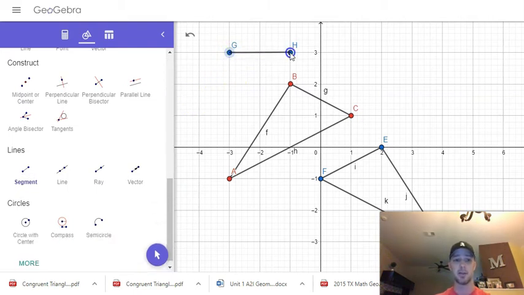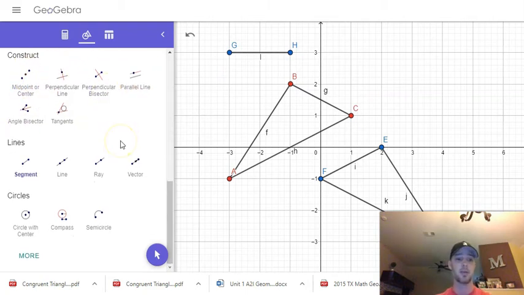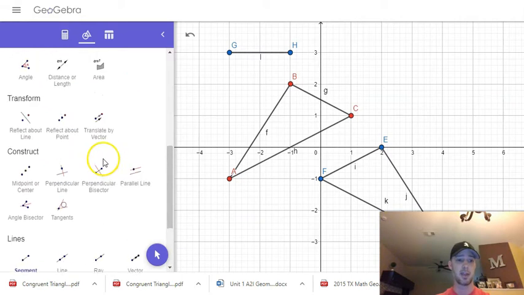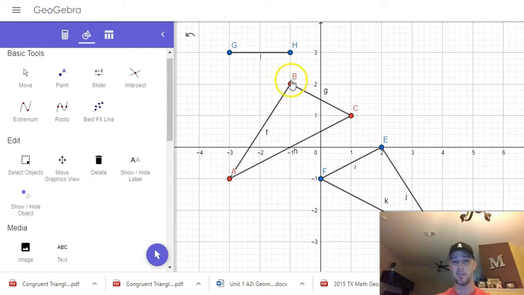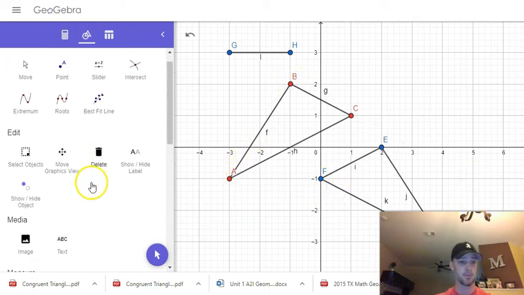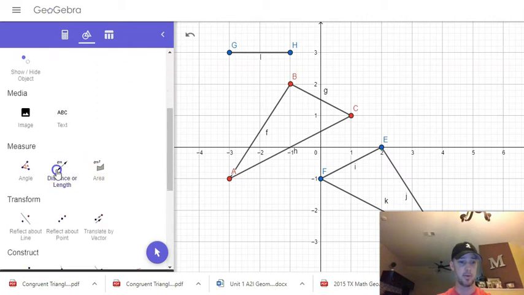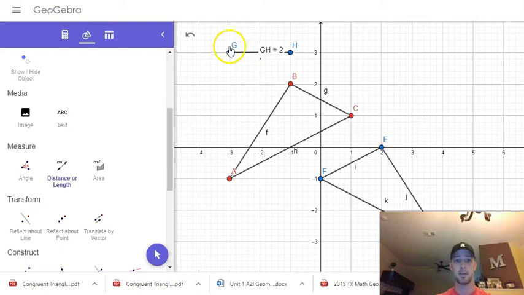And what's great about this is, obviously you can create midpoints and angle bisectors, perpendiculars. You can do a lot of constructions on here. What's also great is you can find the distance between these points. So obviously if I could find the distance, then I could prove these congruent. So where is that at? Distance. Oh, there we go. If I click on these two, it tells me the distance between them. So that's convenient.